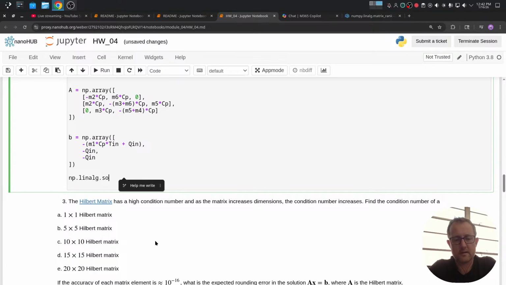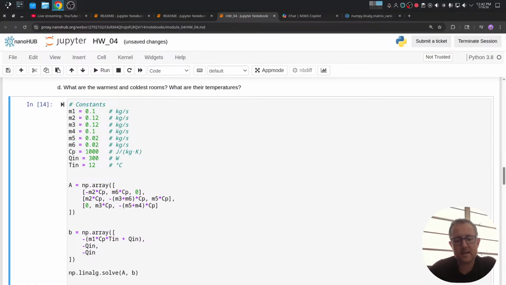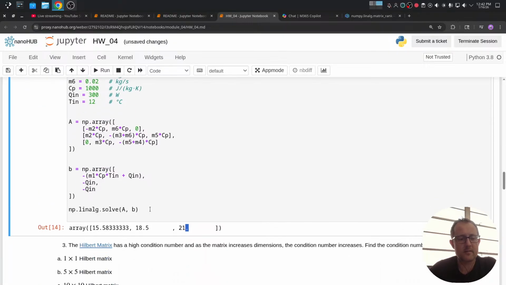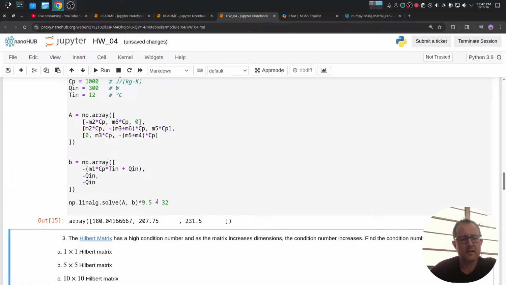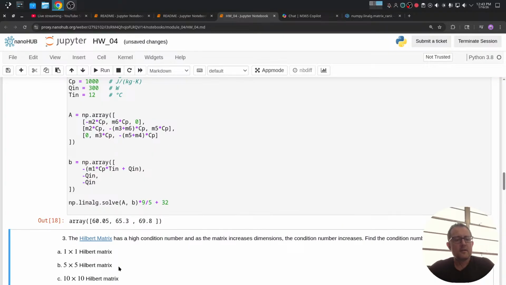linalg.solve. Whoa, I don't need A and B. Then I get 15, 19, 21. So my coldest room is 16 degrees centigrade. And we could do this, 9. What do we do? We multiply it by 9/5 and add 32. No, subtract 32. How do we do? Oh, 9 over 5. Add 32. So 60 degrees, 65 degrees, and 70 degrees.